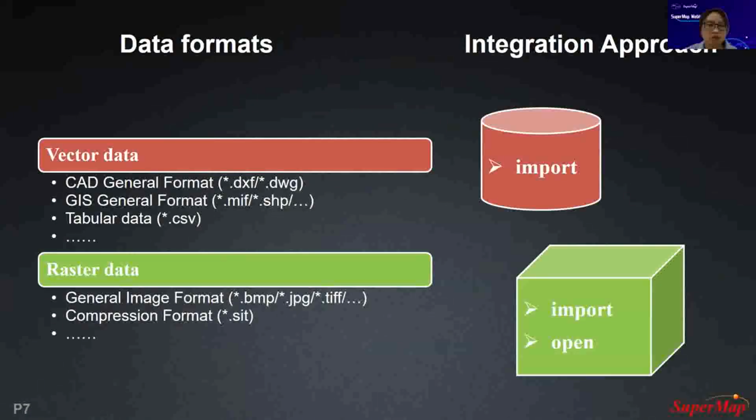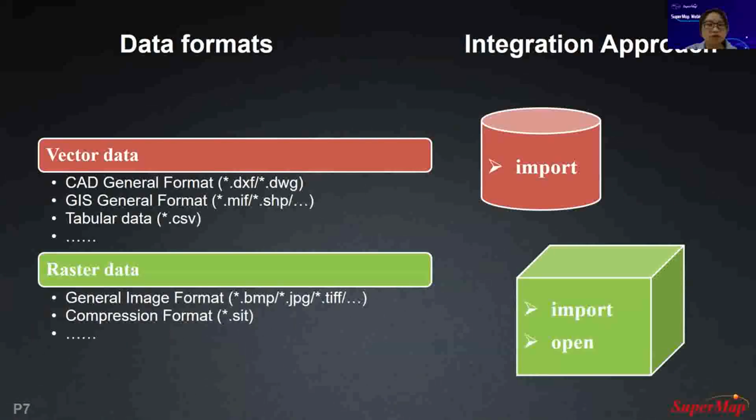SuperMap supports many types of data, including vector data, raster data, and some 3D models. For vector data, general formats such as DXF, DWG, or Shapefile, and tabular data such as CSV are supported.